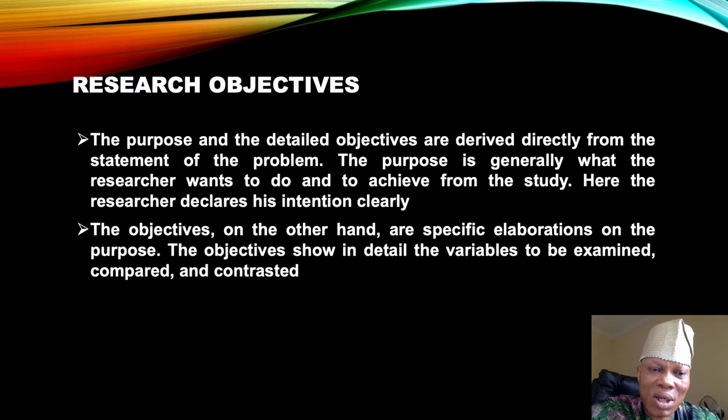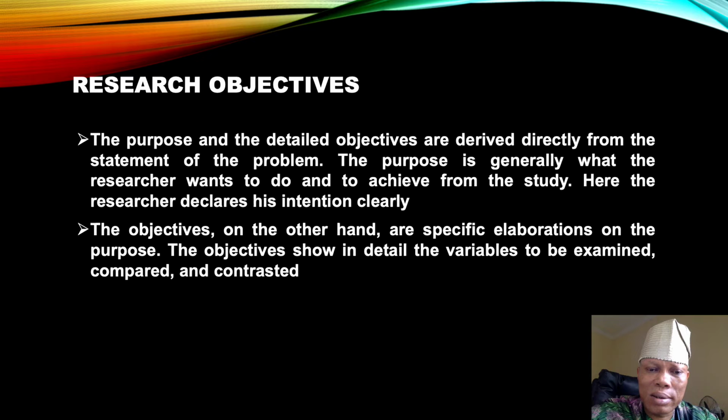The objectives, on the other hand, are specific elaboration on the purpose. The objectives show in detail the variables to be examined, compared, and contrasted.